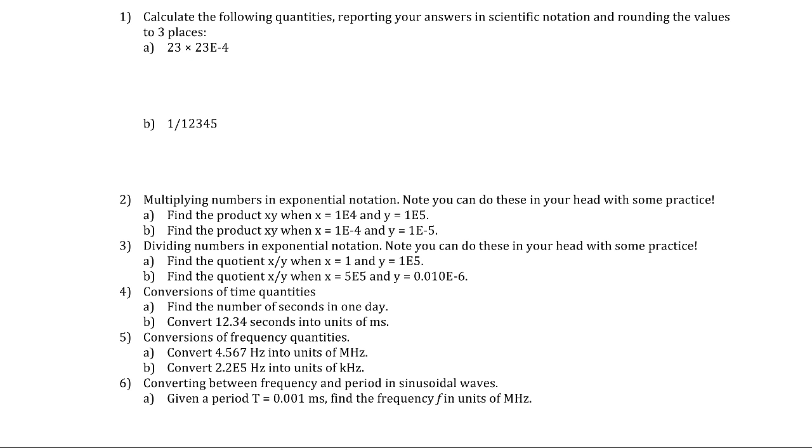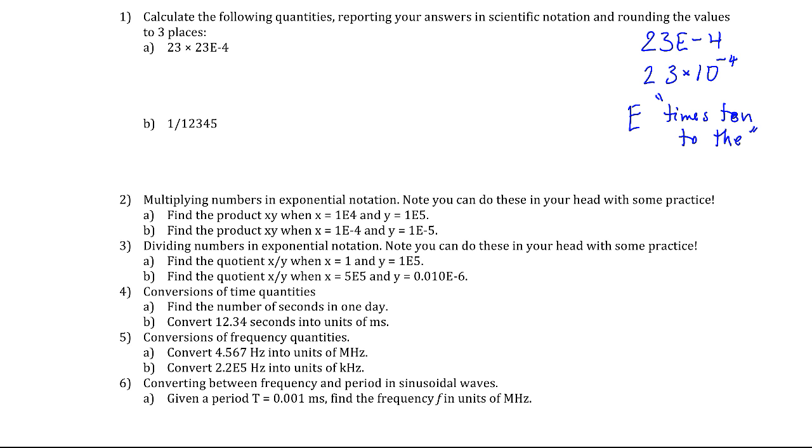And let me just remind you that when I write 23e minus 4, it really means 23 times 10 to the minus 4th. Okay? E is read times 10 to the. And so 23e minus 4 is 23 times 10 to the minus 4. Basically, the idea here is that I'm going to deal with the two parts: the 23 is the mantissa, and the minus 4 is the exponent.